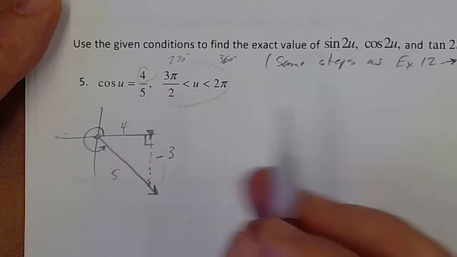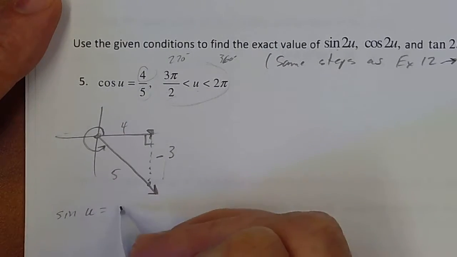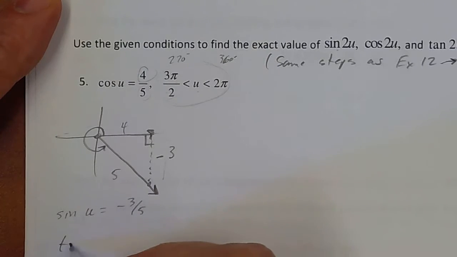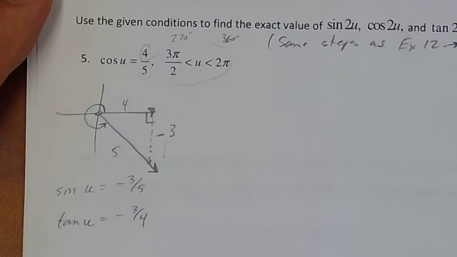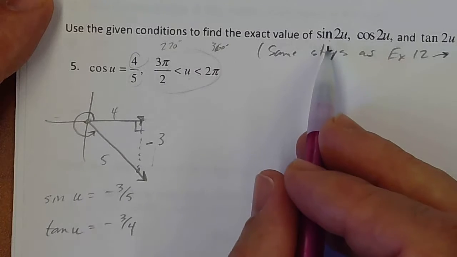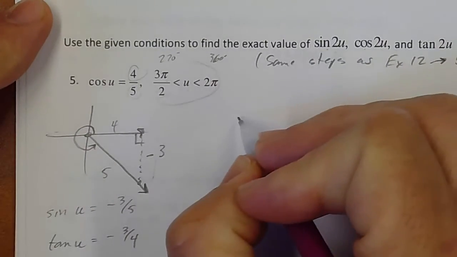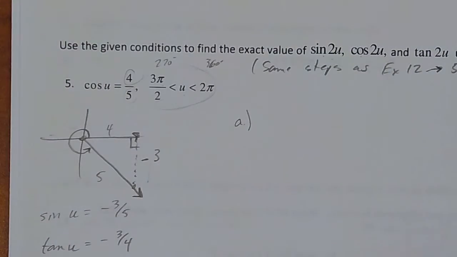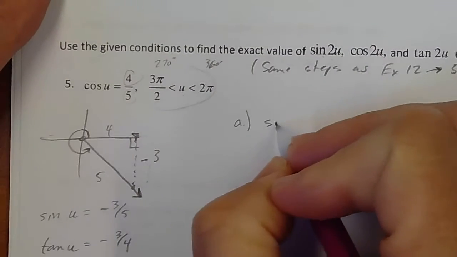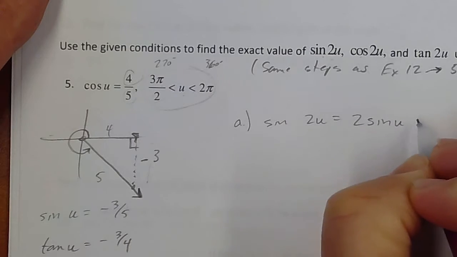Okay, so I have cosine u already listed. Maybe I'll just put the other ones down here. Sine of angle u will be negative 3/5. Tangent of u will be negative 3/4. And now I can go ahead. There's basically 3 parts to this, right? They're asking us for sine of 2u, cosine 2u, tangent of 2u. Double angle formulas. All right, so I'll just call this A, B, and C. Sine of 2u, and I'm just writing down the formula up there.